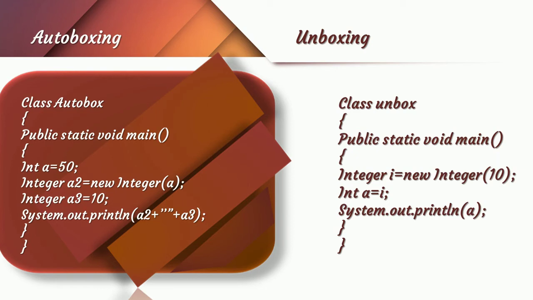Look at the unboxing program. Here the wrapper class is given, that is, you're passing a value to the wrapper class Integer i, and then you're assigning that i to the primitive data type a, and finally you're printing a. So again you will get an output, 10. So now you are able to understand the difference between autoboxing and unboxing.